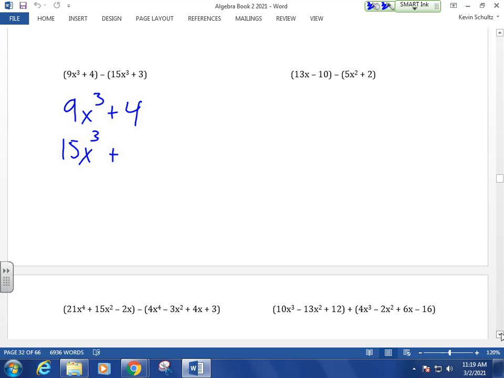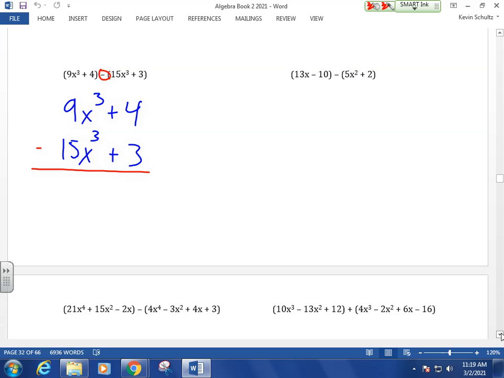15x cubed. I said x squared, didn't I? I'm derailing quickly. And we are subtracting this time. Okay. With subtraction, as it always has, the order matters. So the expression that is listed first is what should go on top.